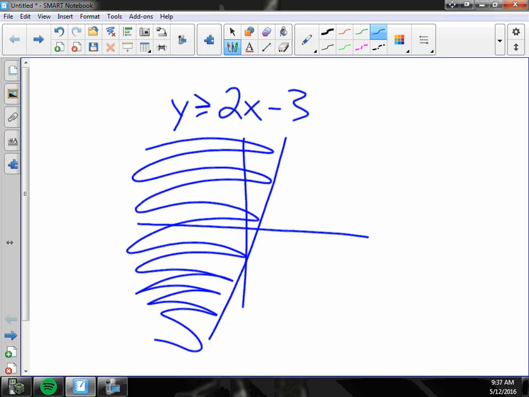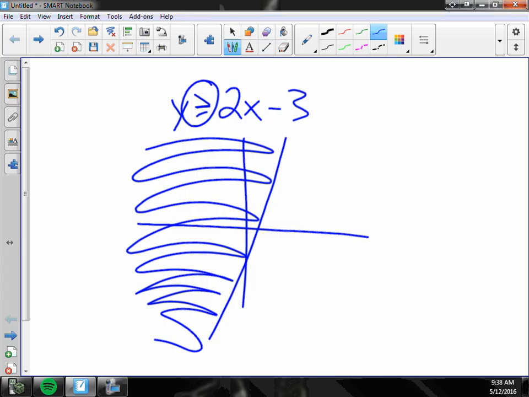Now, if you remember, you cannot trust the direction of the inequality and say, oh, that's a greater than, so I'm going to shade up. It doesn't quite work that way. Sometimes it will, but sometimes it won't. So the best way to figure out where to shade is to pick a point, and the easiest point is usually 0, 0. When can you not pick 0, 0? When 0, 0 is on the line.